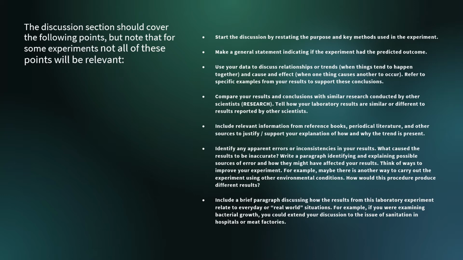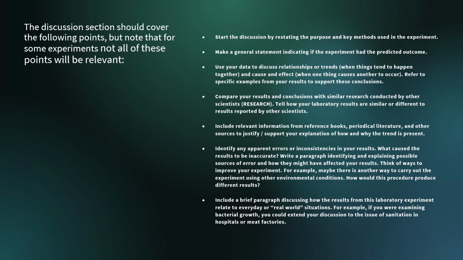So how are your results similar or different to results that were reported by other scientists when they did their research? So you go and look it up and have a look at what they wrote and see if yours is similar or if it's completely different. So you need to include that relevant information from reference books, literature, so peer-reviewed literature, and any other reputable source. And when you do that, you use that research to justify and support your explanations of why those trends and patterns were there in your results.